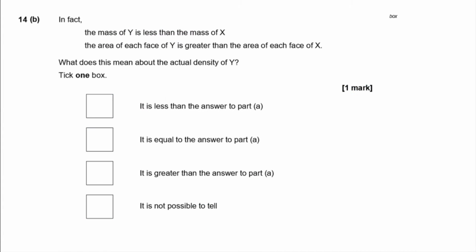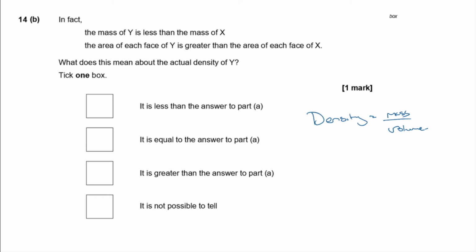Question 14b. In fact, the mass of y is less than the mass of x, and the area of each face of y is greater than the area of each face of x. What does this mean about the actual density of y? Tick one box. It is less than your answer to part A, is equal to the answer of part A, is greater than the answer of part A, is not possible to tell. Okay. Now remember, the calculation that we used was density is equal to mass divided by volume. And now, how do these changes affect this formula?